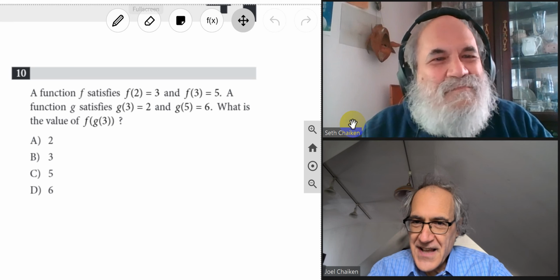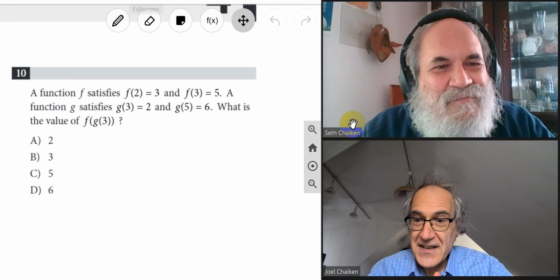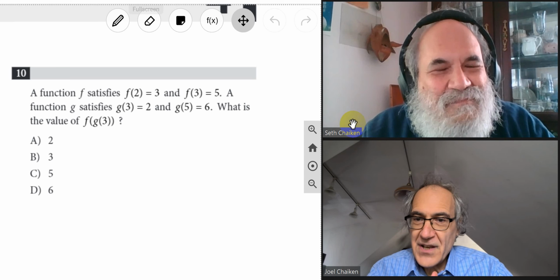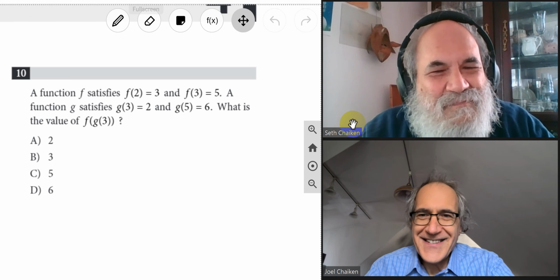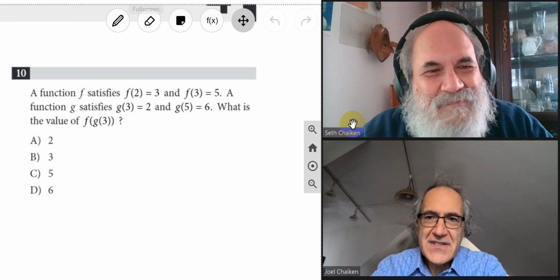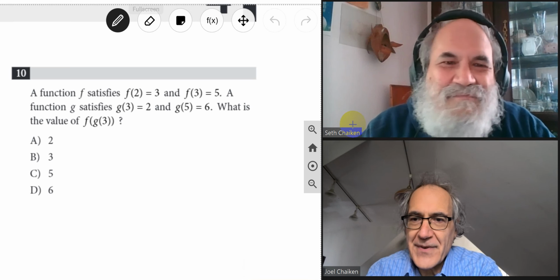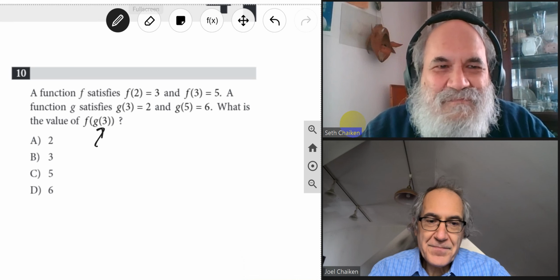Here's our question of the day. A function g satisfies g of 3. Okay, what is that thing? That thing meaning a composite of the two functions. This is 11th grade. You see this problem in 11th grade math. It's just a composite of functions.